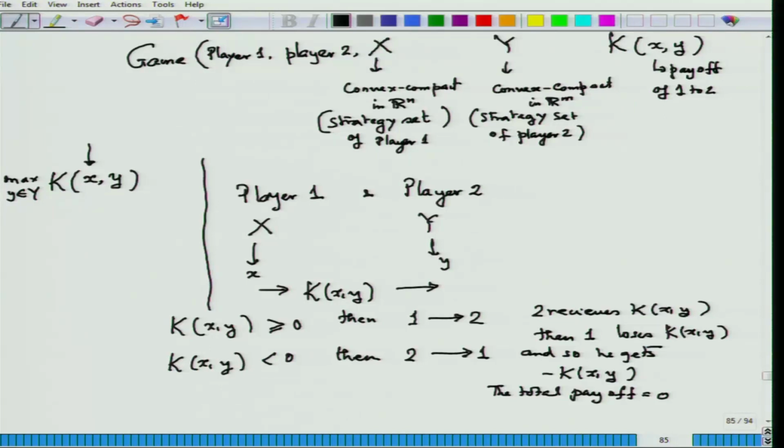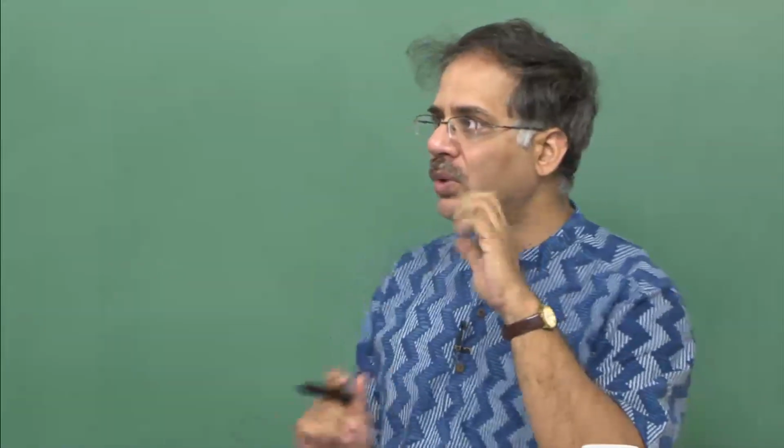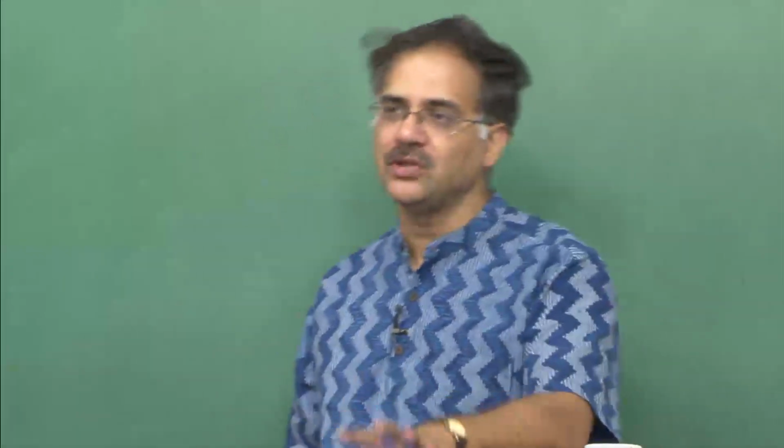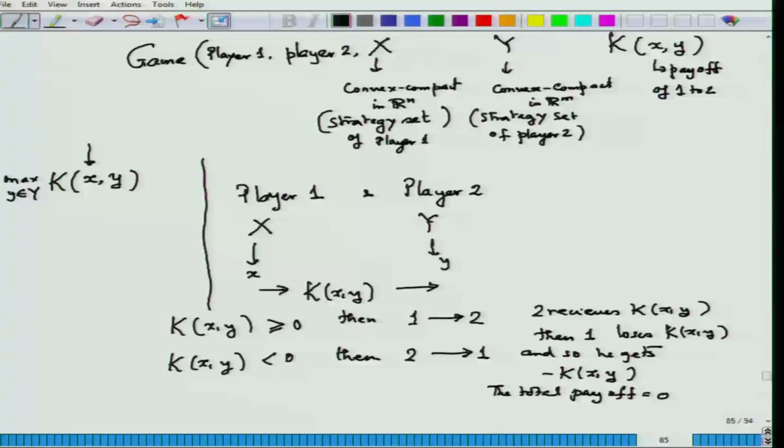Suppose for this particular x, the guy puts y naught, then I lose a large amount of money. So, I want to know the maximum money I am actually losing. If I put the strategy x and player 2 has the right to put any strategy he wants, what is the maximum amount of money I am losing? This is the maximum amount of money I can lose if I put the strategy x. So, player 1 knows that if he puts in a strategy x, this is the maximum amount of money he will lose.